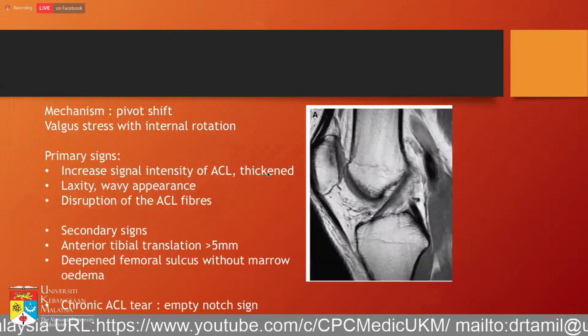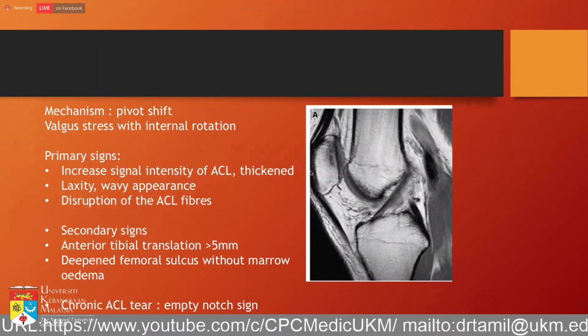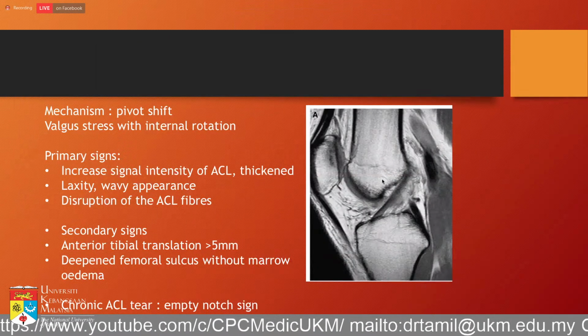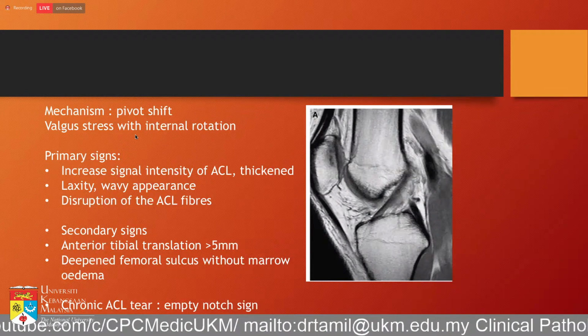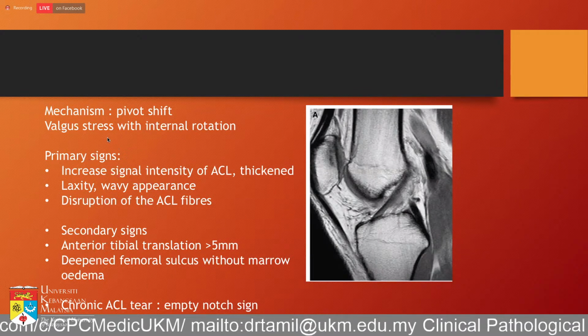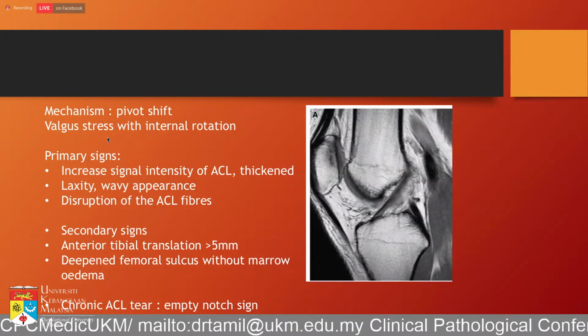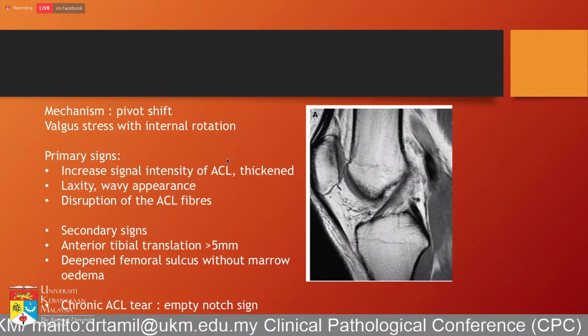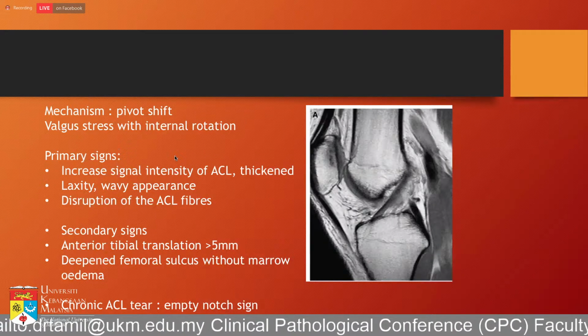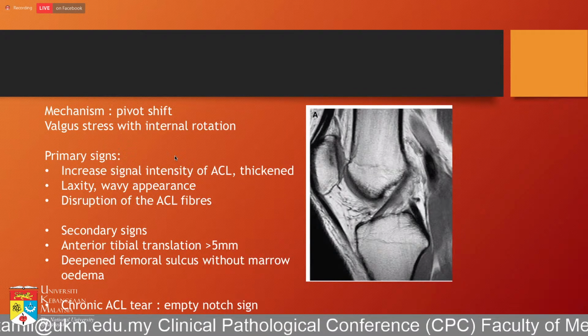So the mechanism, as the first presenter mentioned just now, is a pivot shift and a valgus stress with internal rotation. So normally, when you are presented with an MRI image, you want to look for ACL injury. There are primary signs and secondary signs that you should look for.